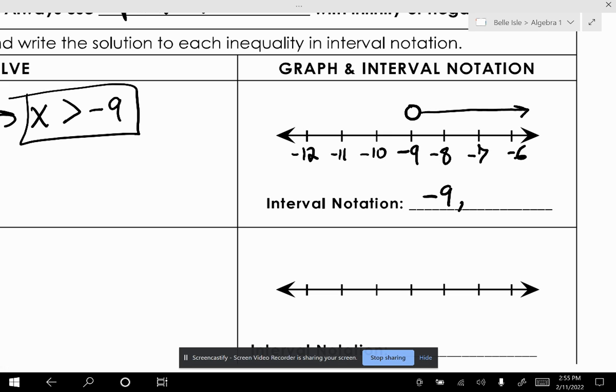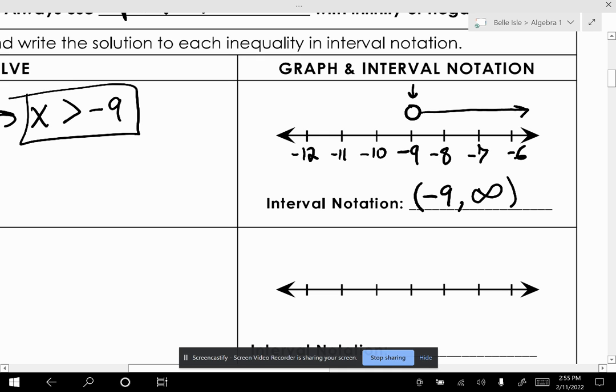What if I would have given you 3 more spots on that side? Keep going forever. What would that be? Infinity. Okay. Now, do we use parentheses or brackets? You use a parentheses on the negative 9 side because of the open circle. Yes. Okay, you use what on the side with the infinity?